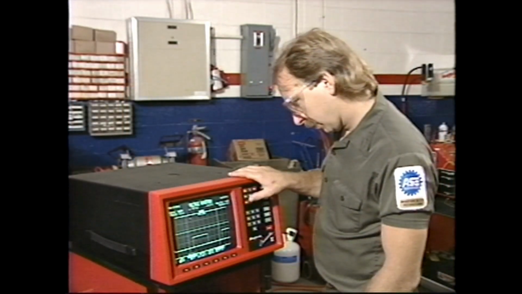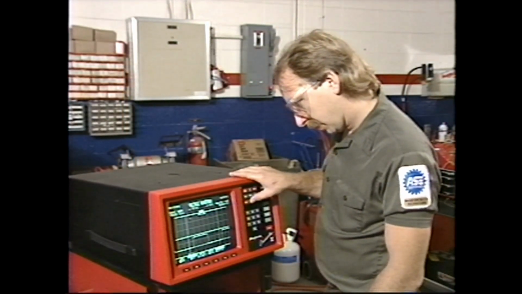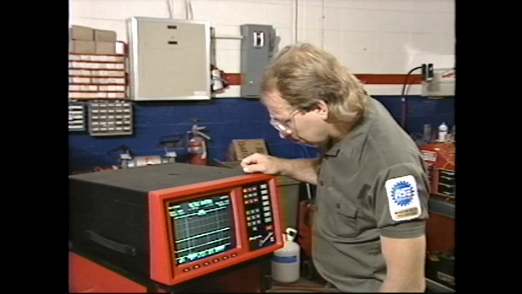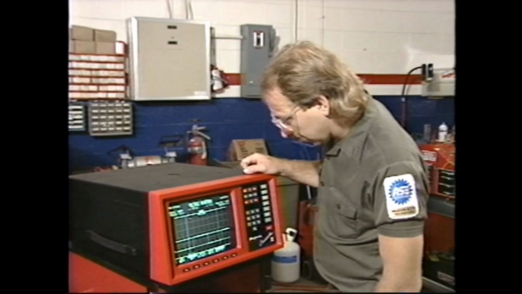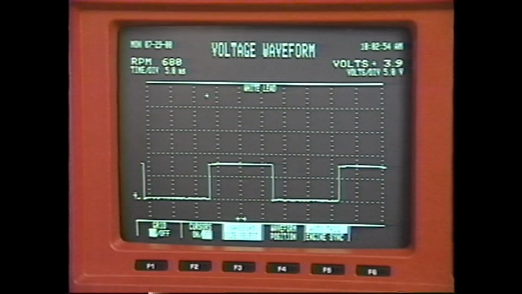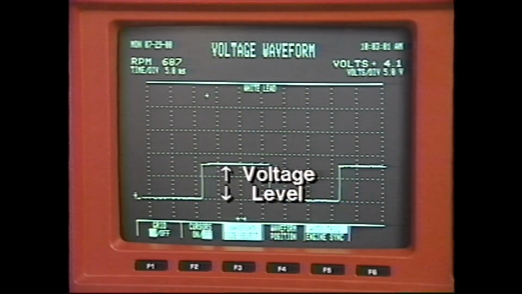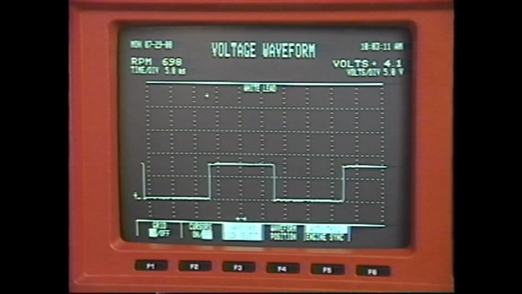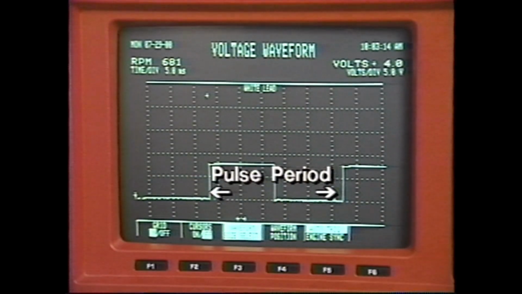You will want to measure voltage levels, pulse width, or the amount of time a switch is on, and pulse period, which is the amount of time required for the total on-off cycle. To make these measurements, place the cursors at the appropriate points on the waveform. For the voltage level, this will be the highest and lowest points. For pulse width, this is the turn on and turn off points. For pulse period, it's from one turn on point to the next.